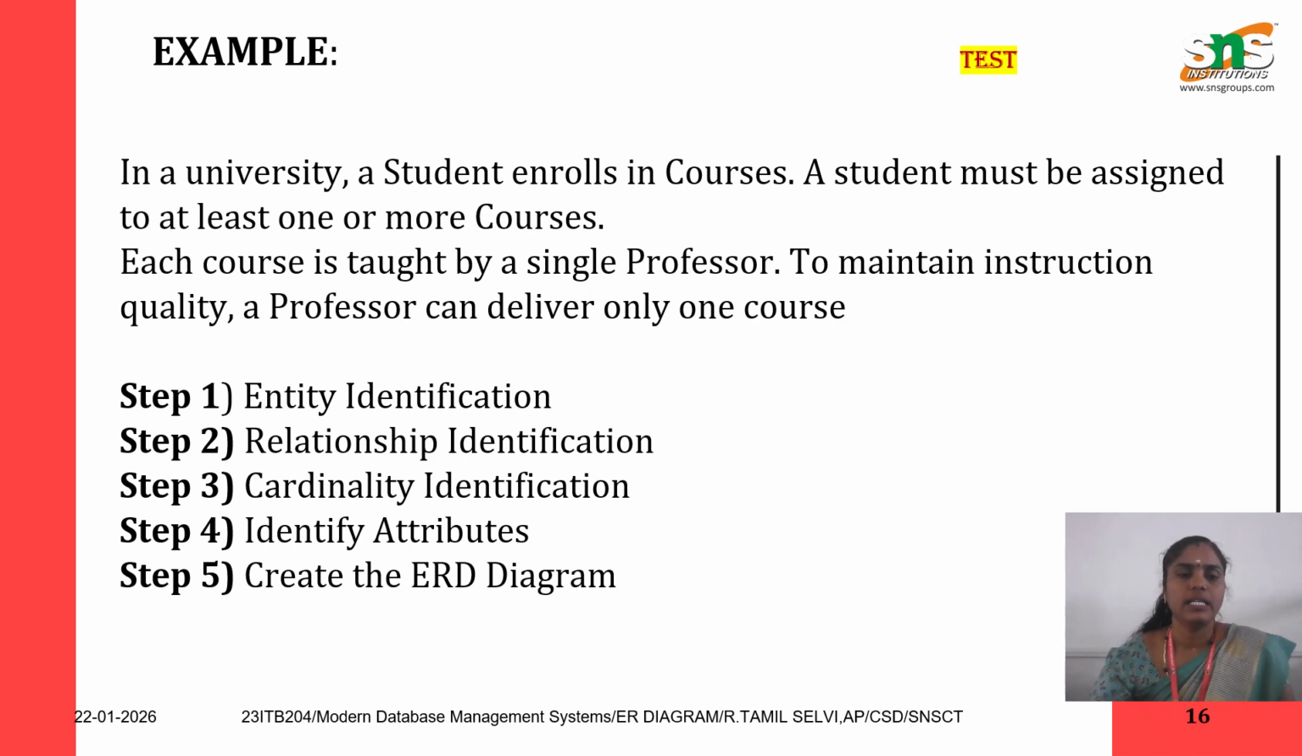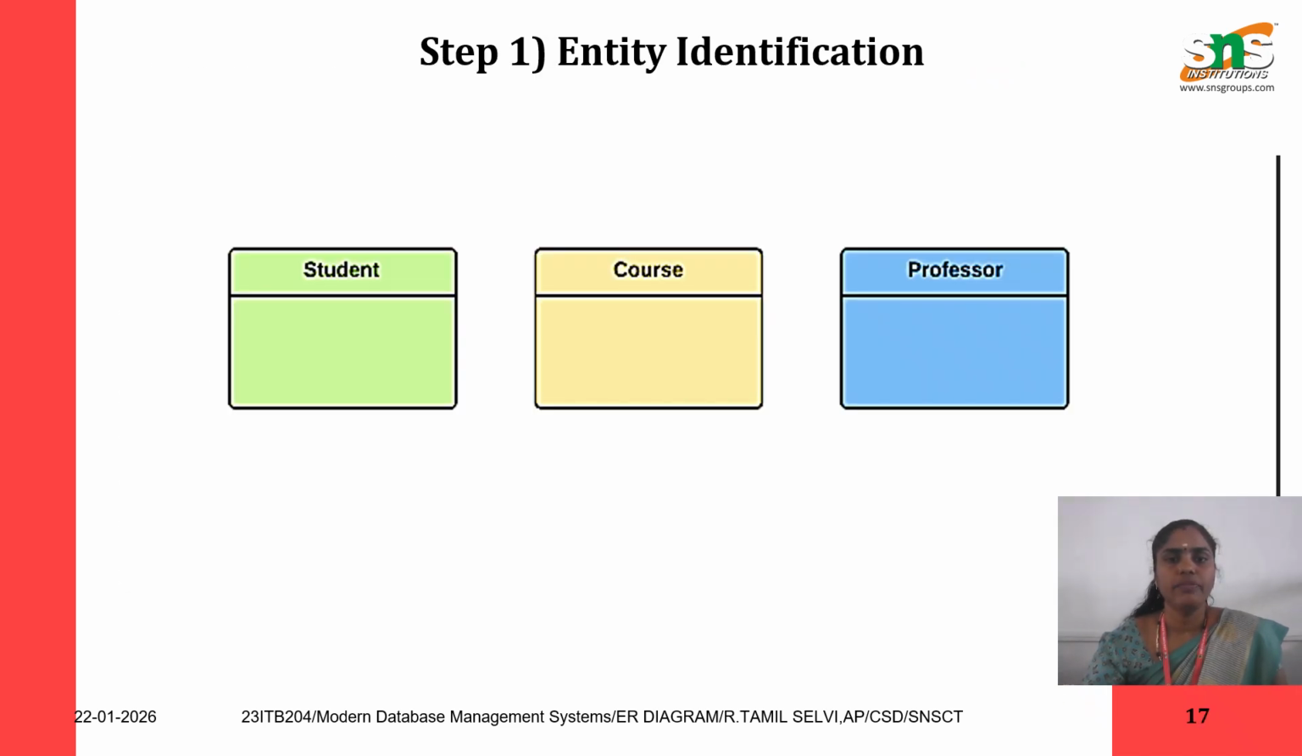So as I said earlier, we have 5 steps in creating an ER diagram. The first step is entity identification. Second step is relationship identification. Third step, cardinality identification. And in the fourth step, we are identifying the attributes. And finally, we are creating the ER diagram. Let's create. The first step, entity identification. We have 3 entities, that is student, course, and professor. We have to create 3 entities.